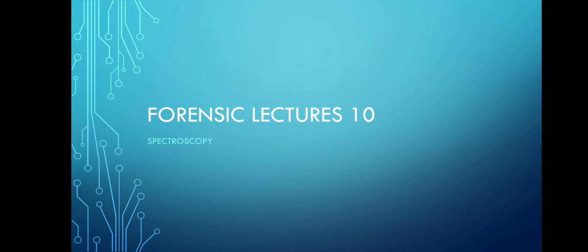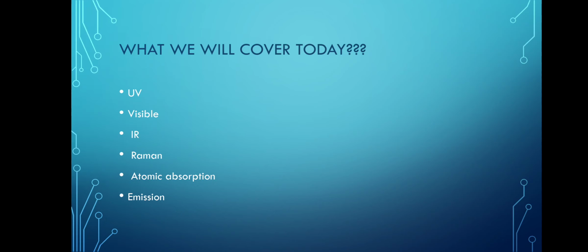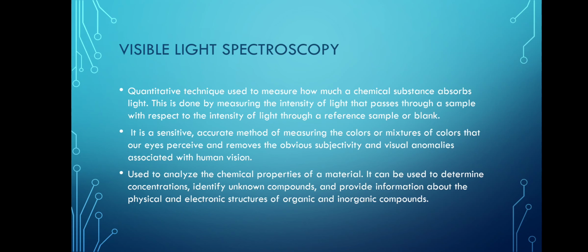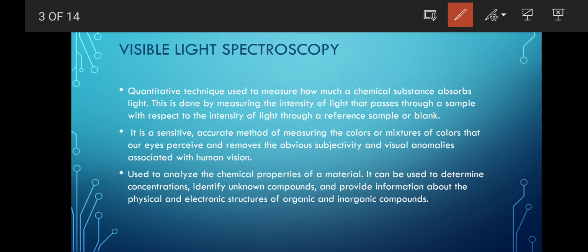In this video lecture, we are going to see spectroscopy. What we will cover today are the different types of spectroscopy, that is UV, visible, IR, Raman spectroscopy, atomic absorption, and also atomic emission spectroscopy. So let us first see what is visible light spectroscopy.